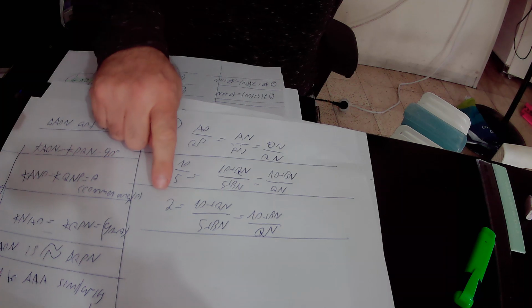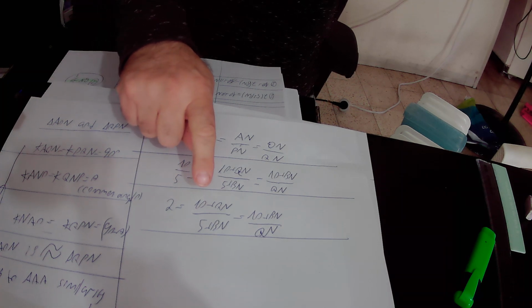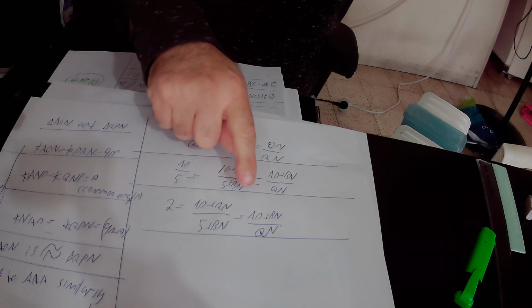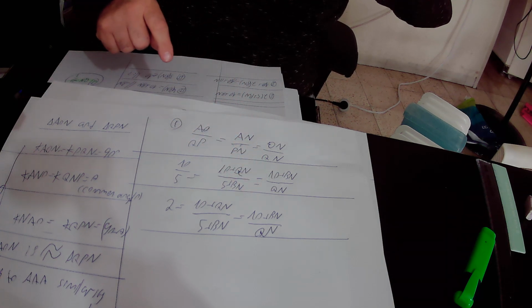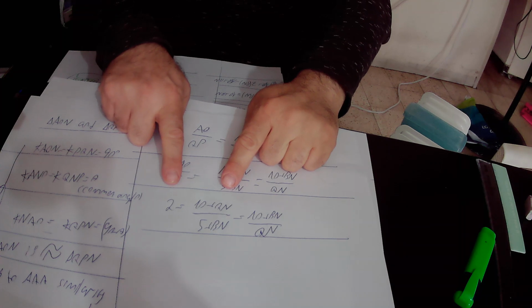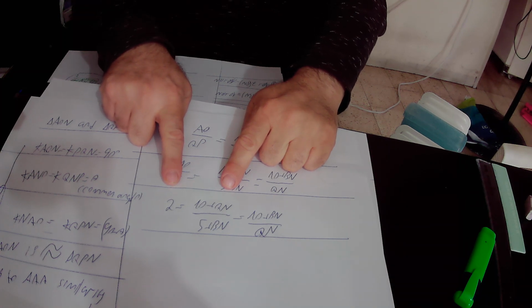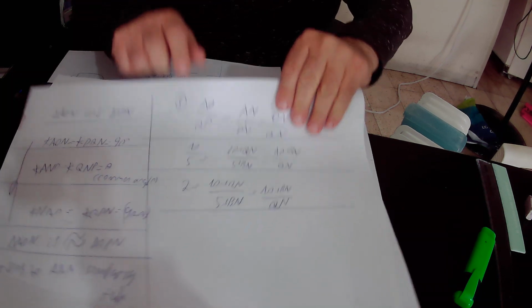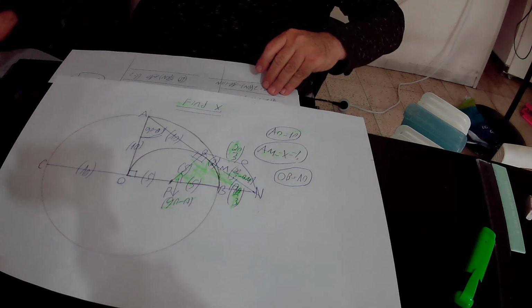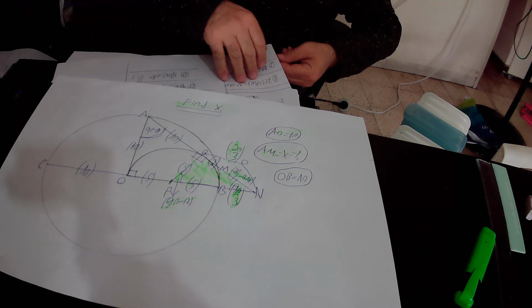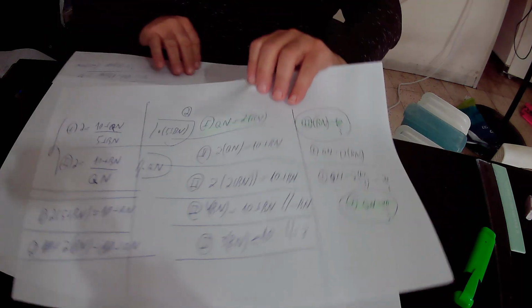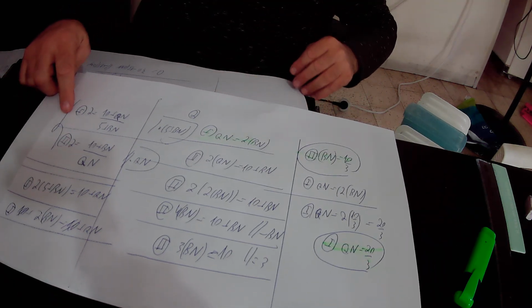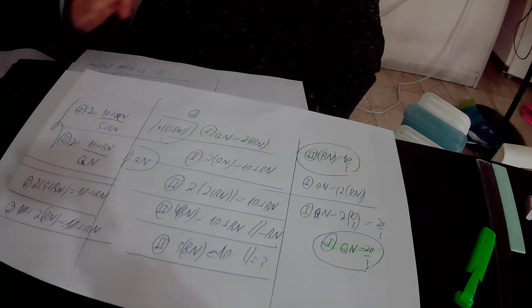10 over 5 is 2, so 2 equals 10 plus QN over 5 plus BN, and it is also equal to 10 plus BN over QN. Those two sides are equal to each other, therefore we created equation number 1 from those two sides. Those two sides are also equal to each other, therefore we created equation number 2 from those two sides. So those are the two equations that we created from the long equation.